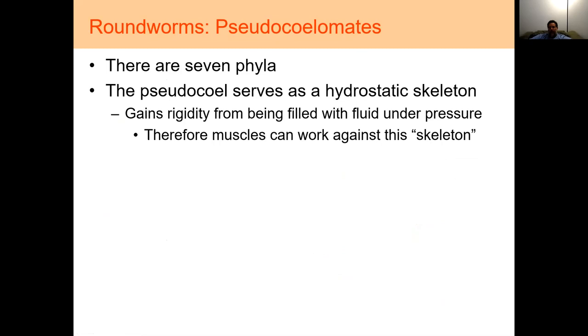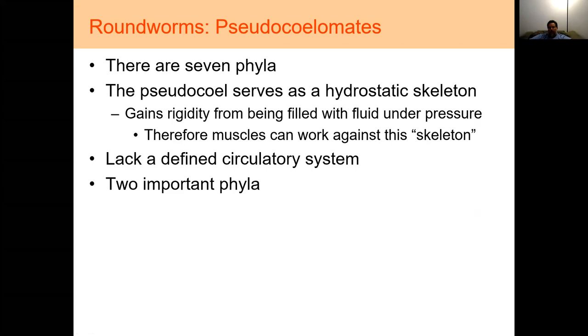hydrostatic skeleton. That means they can fill it up with water and help it to move around and not use the muscles against the skeleton themselves. So they're literally filling up a tube, kind of like a balloon. They're filling up one side and then you push it and the balloon moves forward. That's how it works to help move its body.